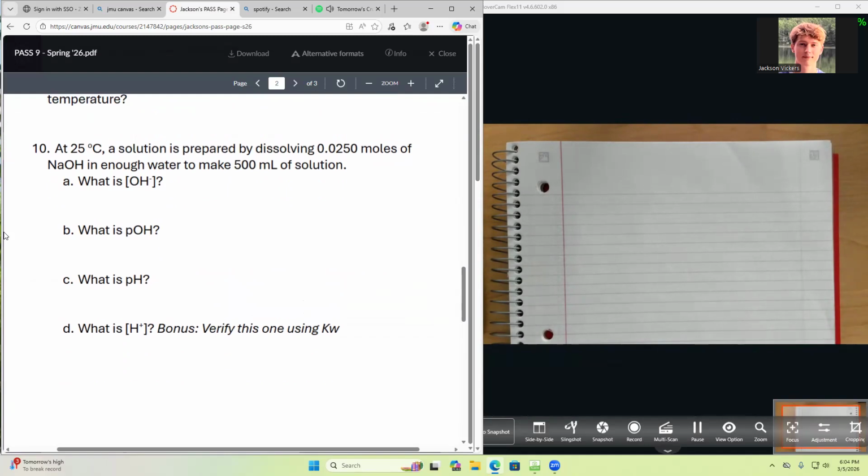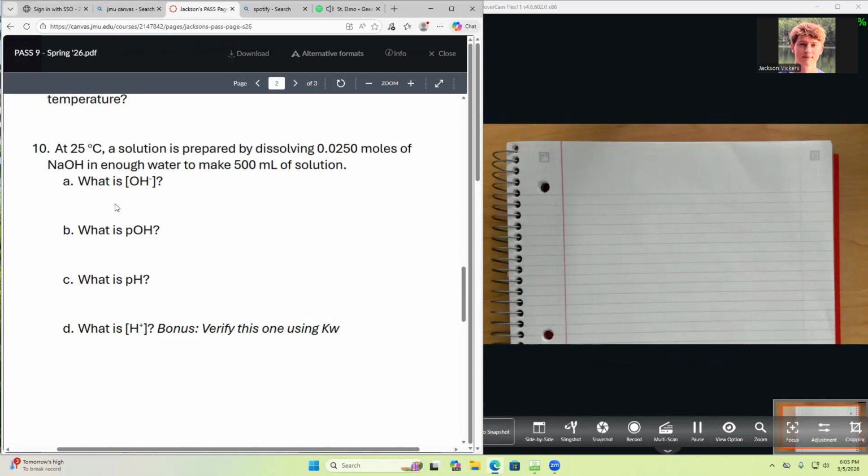So we have, at 25 degrees Celsius, so Kw is 1 times 10 to the minus 14, a solution that's prepared by dividing 0.0250 moles of sodium hydroxide in enough water to make 500 milliliters of solution. By the way, what is sodium hydroxide? It's a base, a strong base. Yep, it's one of those strong bases that you've got to memorize. I gave you the amount of moles and the total volume, so that should be an indicator that we can find a molarity value. Spend a few minutes working on this. Even if you only get one of them, or none of them, no worries, we'll go through it. But start with trying to find the hydroxide ion concentration first.